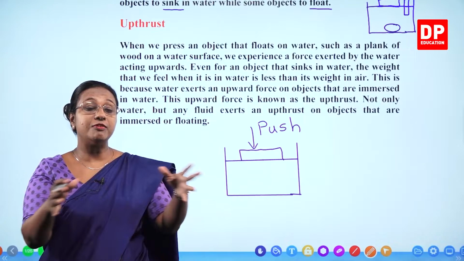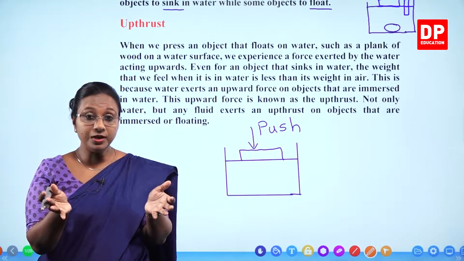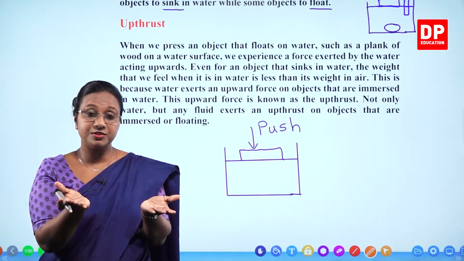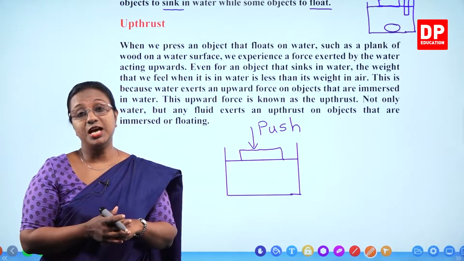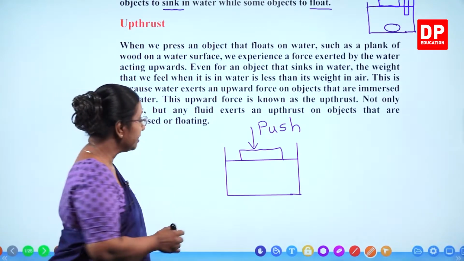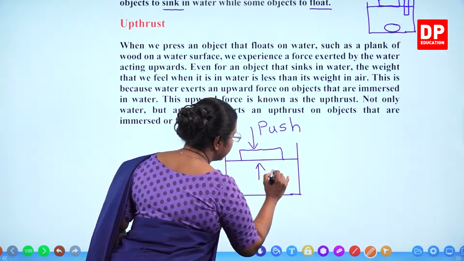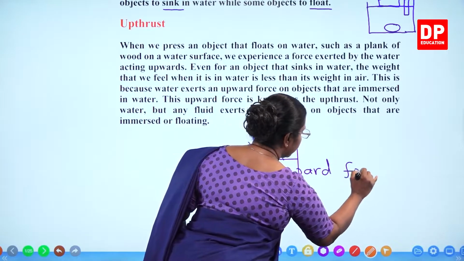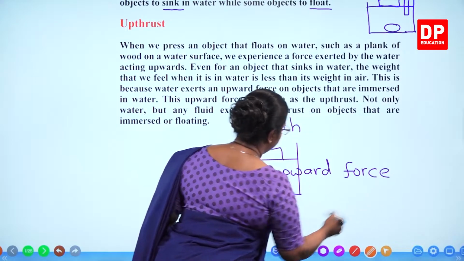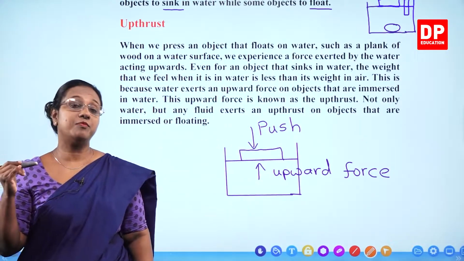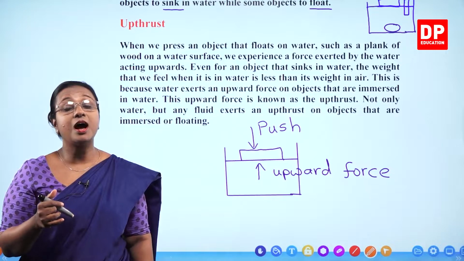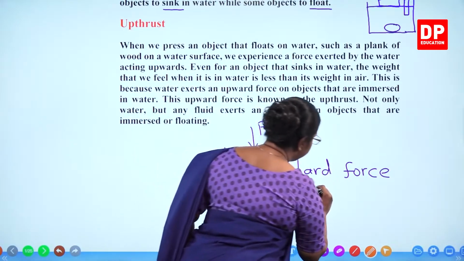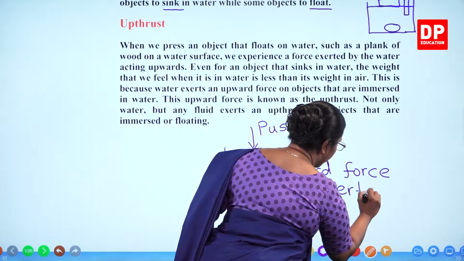Even at home, if you have a bucket of water, if you take a bowl and place it on water, the flat bottom side on the surface of water, and try to push it down, it's not easy. So that means we experience an upward force. So who exerts this upward force, or what exerts that upward force? It is the water. So upward force exerted by water.